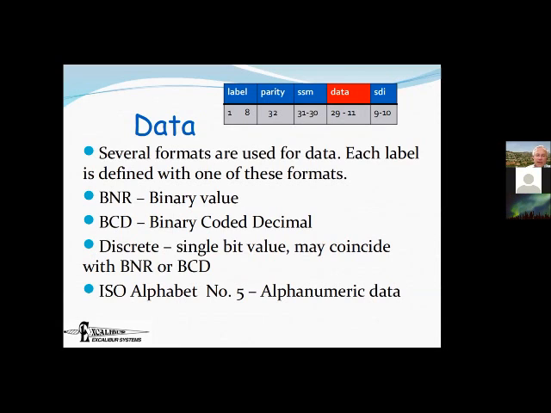And there's another type of data called ISO alphabet number 5, which is used for alphanumeric data. If you want to send strings, you can do it that way.